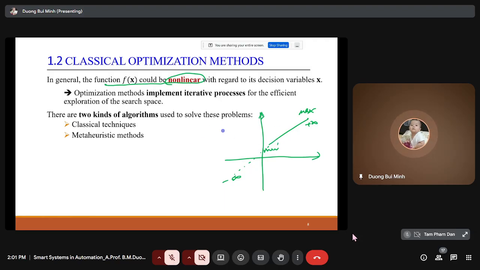So we hope you can get some non-linear function, like this, or like this. It depends, but we have a minimum, and this is the maximum. Otherwise, if we have a linear function, we have no solution to determine the minimum or maximum values of f(x). In general, function f(x) could be non-linear with regard to its decision variable x.